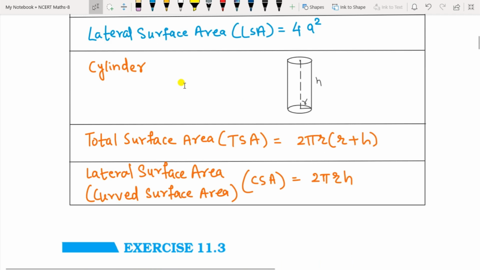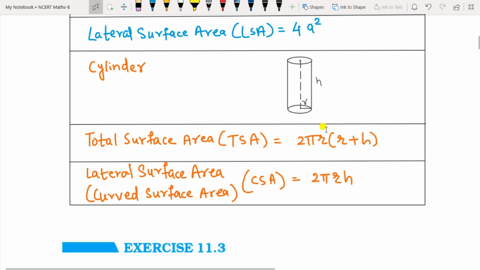The next one is the cylinder. Cylinder has the circular surface at the top and the bottom. This is called the radius and this dotted line is called the height of the cylinder. So total surface area of the cylinder is given by TSA equal to 2 pi r into r plus h. 2 pi r is the circumference, so 2 pi r and r plus h. That becomes the total surface area.